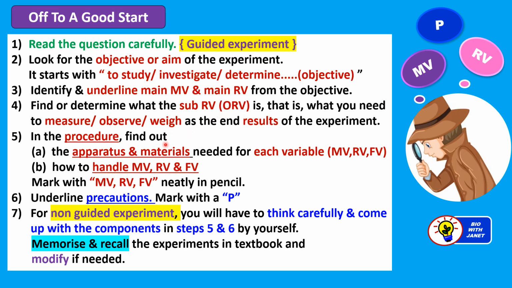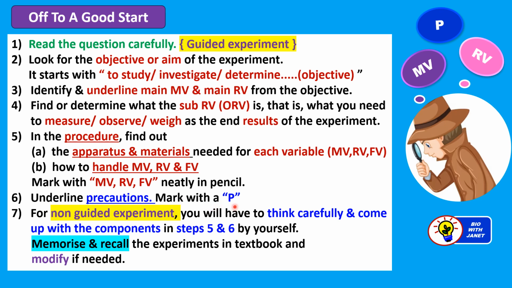So in the procedure, find out the apparatus and materials needed for each variable, meaning the MV, sub-RV, and FV, and how to handle the MV, sub-RV, and FV. Okay? So underline the parts that have the MV, sub-RV, and FV, and then mark it neatly. Mark with these words, MV, RV, and FV, neatly in pencil. Okay, so that means you have found the MV, FV, and RV in the procedure. Next, you have to find the precautions in the procedure and mark with a P.